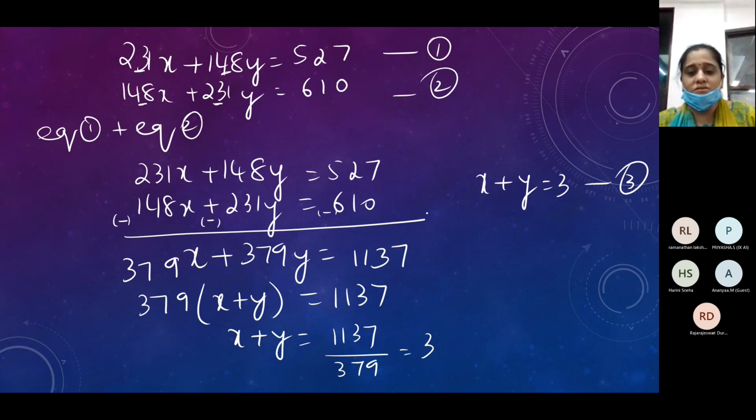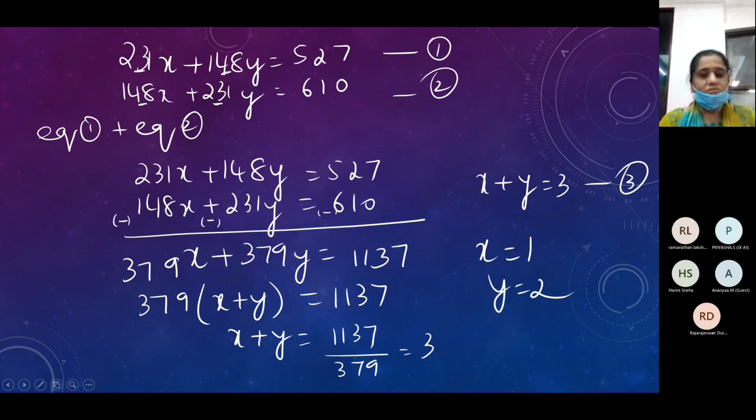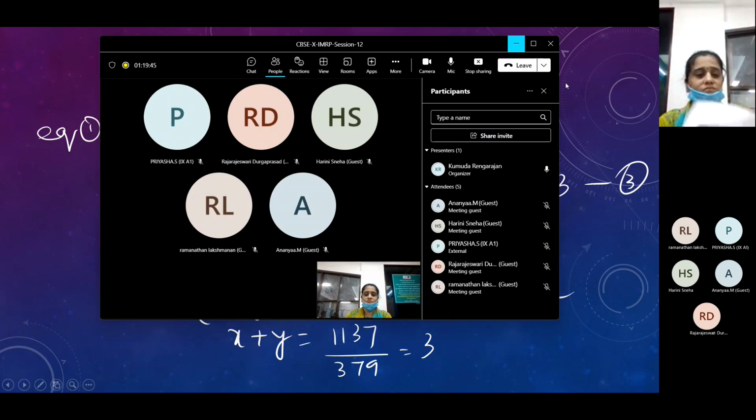So x is 1 and y is 2. Yeah, x is 1, y is 2. Yeah, it's fine. Finished? Online students? Yes, ma'am.